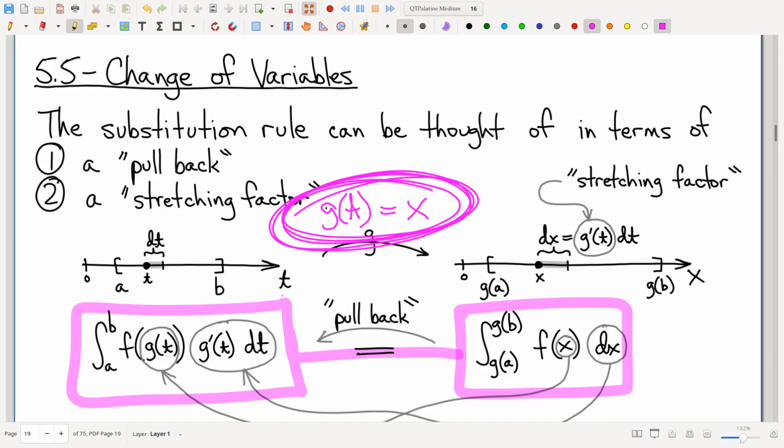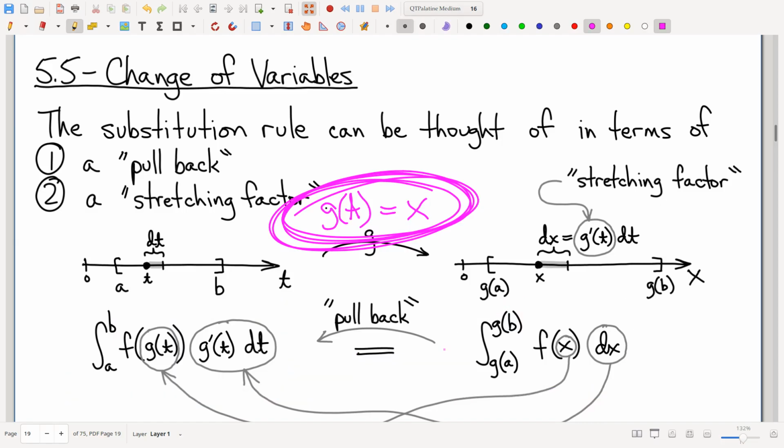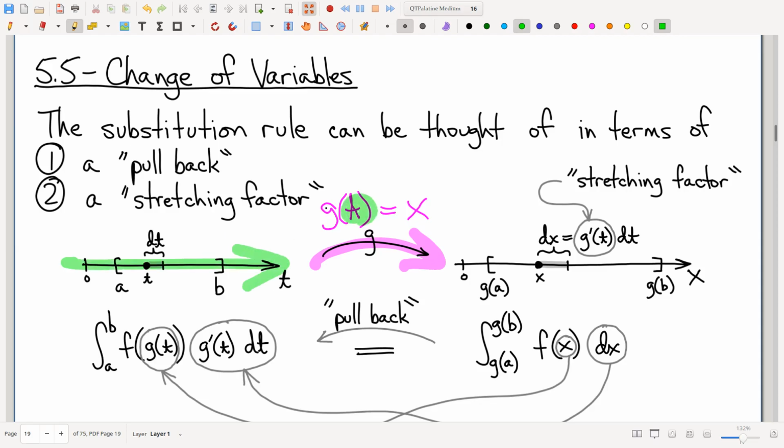So here's the take I want to give you on it. I want to think of this function g as literally taking values on the t-axis as inputs and then spitting out as outputs values on the x-axis. So t goes in and x goes out. I want to think of g as a function that goes from here to there. It's a function that goes left to right. Cool? Okay. All right.